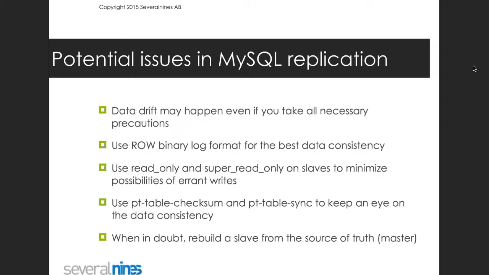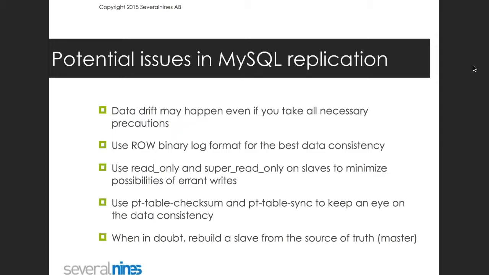Of course, you can use read-only and super read-only on slaves to minimize the possibility of errant writes. Super read-only has been added in 5.7. It also is available in Percona Server 5.6. I don't remember exactly which version, but I believe it has been there for at least 1 year. So you can use those options to minimize the chance that something will be writing to your slaves.